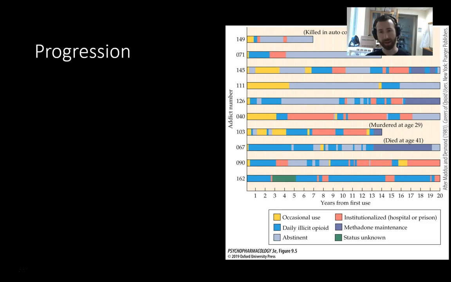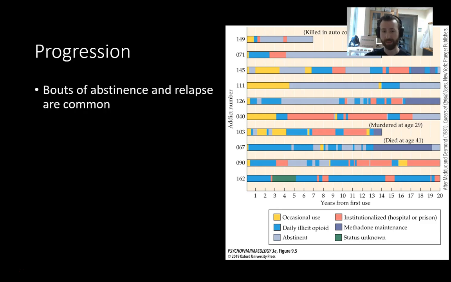There's not really one pattern for the progression of casual use into substance abuse. Bouts of abstinence and relapse are common. So over here on the right, we have a number of different addicts in a study, identified here by their participant number. And you can see here that they don't progress in a reliable way, and the use pattern over a lifetime is not consistent. People don't start using and just stay using for the duration of their lifetime.